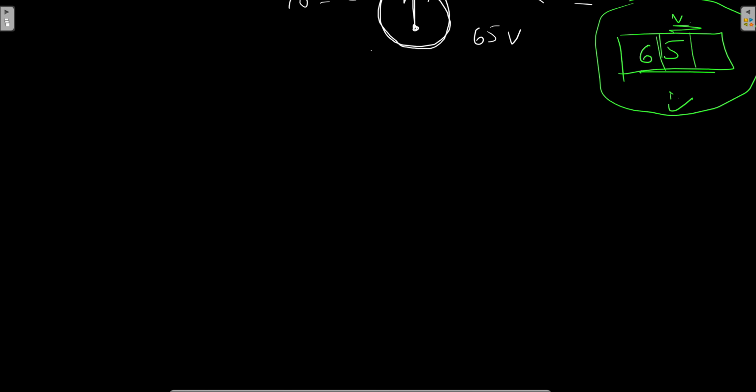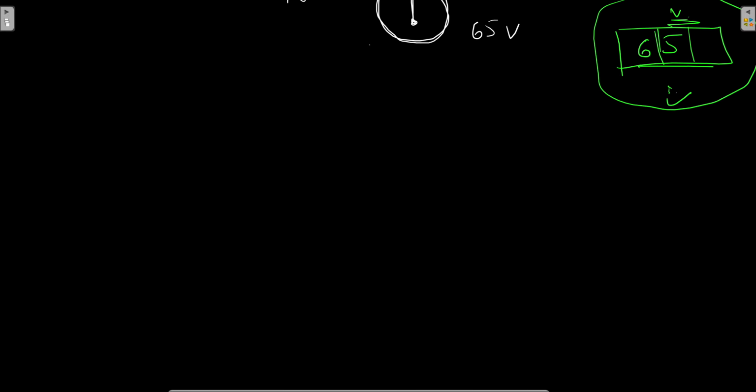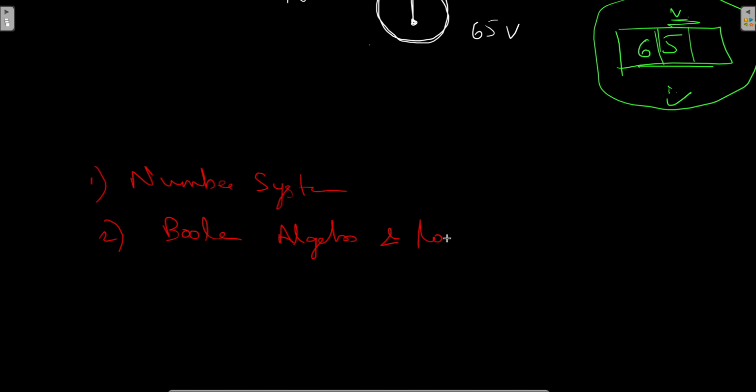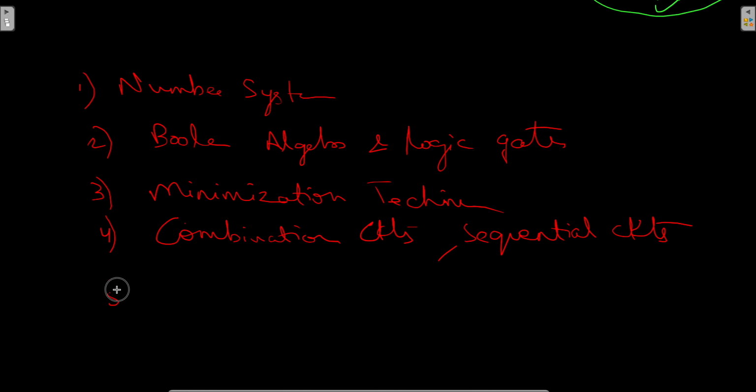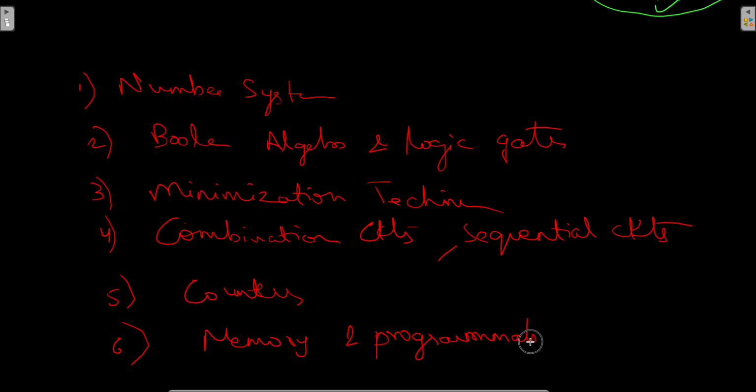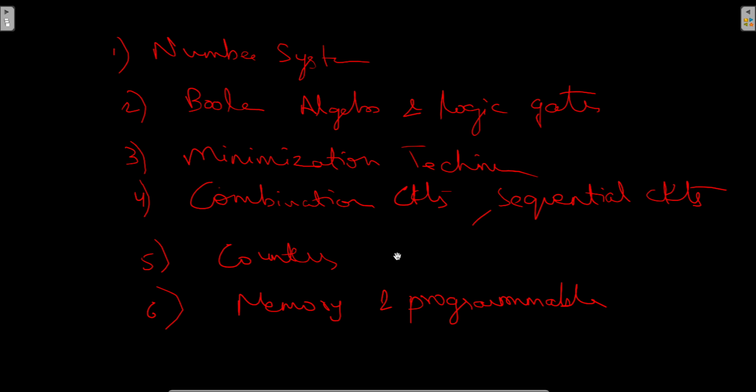In these digital circuits, in future classes we will discuss what number systems are, what Boolean algebra is, and logic gates, what minimization is, and what combinational circuits are, what the difference is between combinational and sequential circuits, counters, up counter, down counter, as well as memory and programming, and finally any miscellaneous topics we will discuss in further slides.